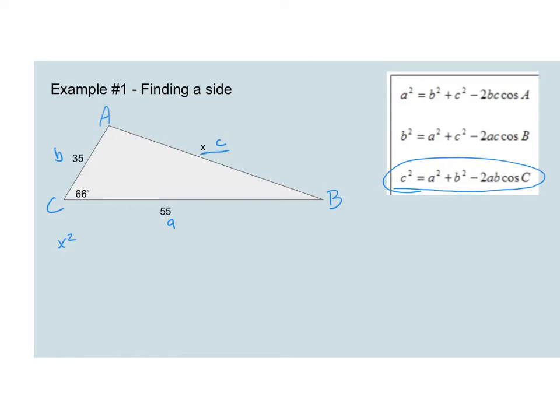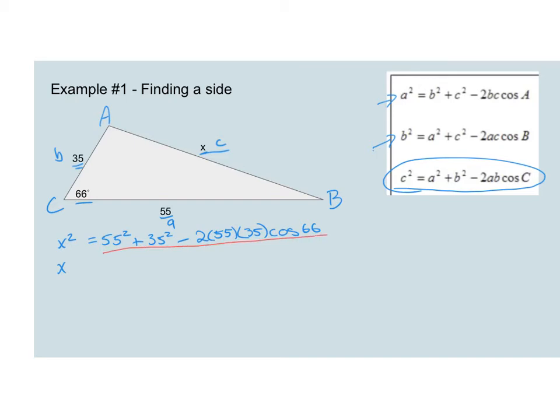x squared, because I'm looking for x, is equal to a squared plus b squared minus 2 times a times b times the cosine of my angle C. Now, it doesn't matter which one you call A, B, and C at the beginning, because you can just use any of these formulas so that you're finding the correct variable. Now, when you do this, I would strongly encourage you to put all of this in your calculator at once. Don't try splitting it up and doing it in parts.